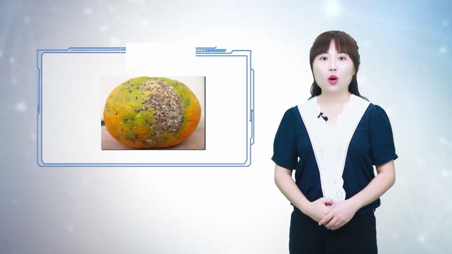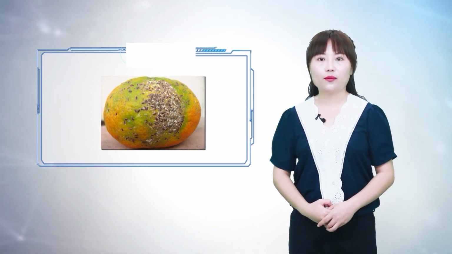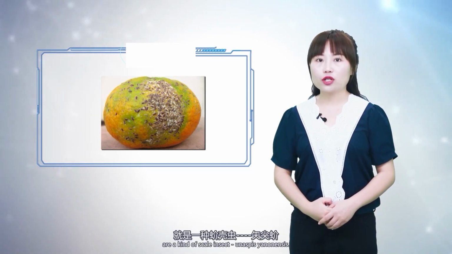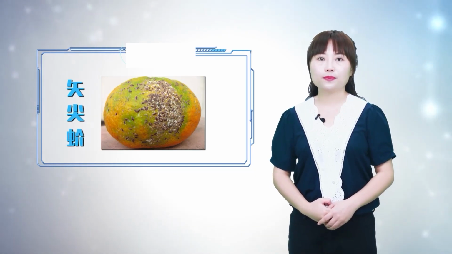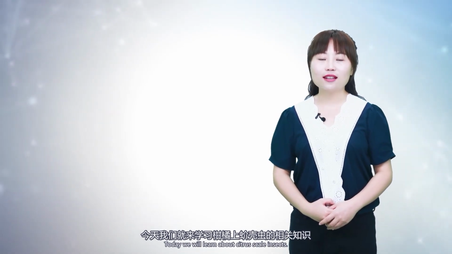For example, on the surface of citrus fruits, we often see such things. The above tiny sesame-like bugs are a kind of scale insect, Unaspis yanonensis. Today, we will learn about citrus scale insects.